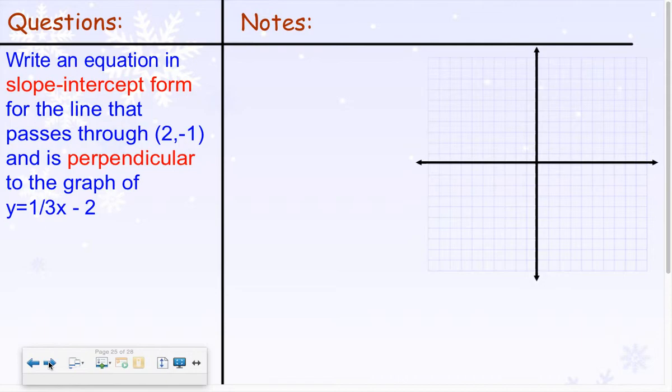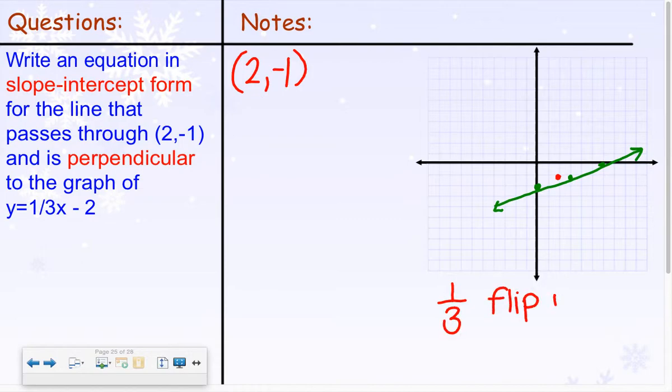So let's graph our original equation, y equals 1/3 x minus 2. And let's graph our ordered pair that our line needs to go through. The ordered pair is 2, negative 1, and our new line has to be perpendicular to y equals 1/3 x minus 2. So I have to flip and change 1/3, which flipped and changed is negative 3.